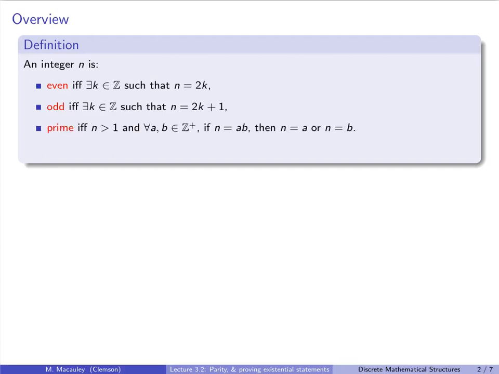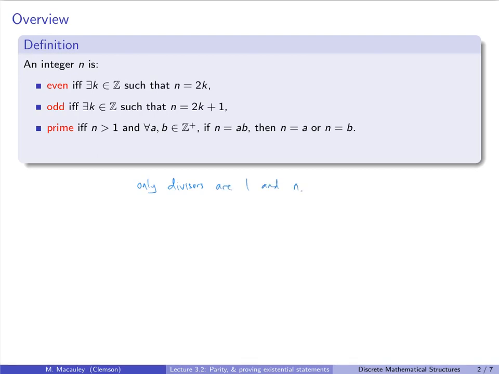An integer is prime if and only if it is greater than 1, and if for all positive integers a and b, if n equals a times b, then n equals a or n equals b. Now this is probably a little different from how you learned about prime numbers in grade school. There it's often defined where a number greater than 1 is prime if its only positive divisors are 1 and n.